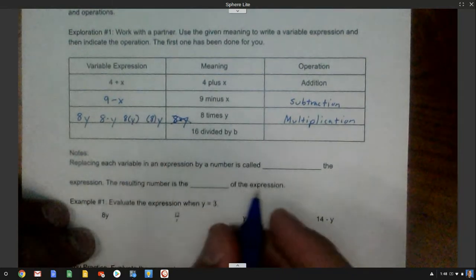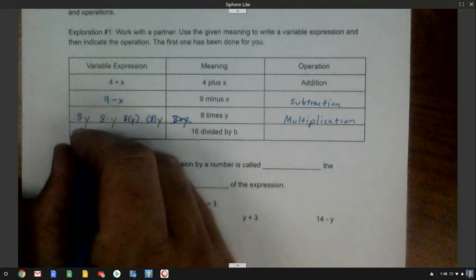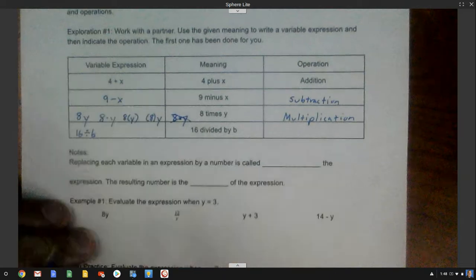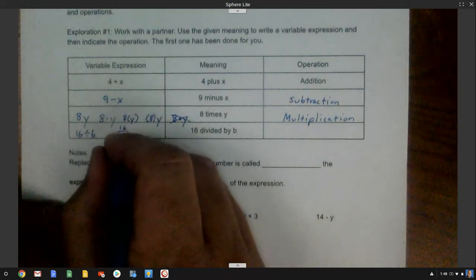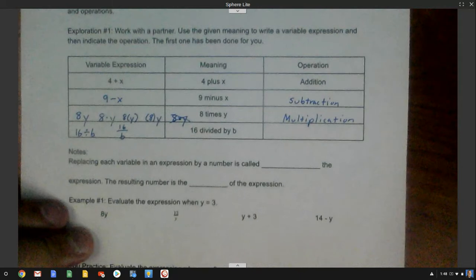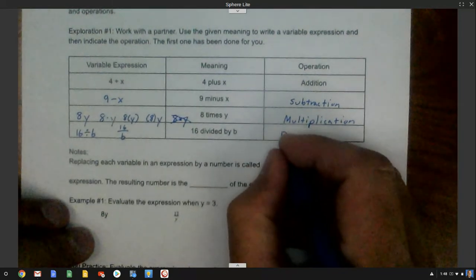The next one, 16 divided by b, we can write two different ways. We can either write 16 divided by b, or the way that we're probably most likely going to see it a lot in this class is 16 over b. And of course, this is division.